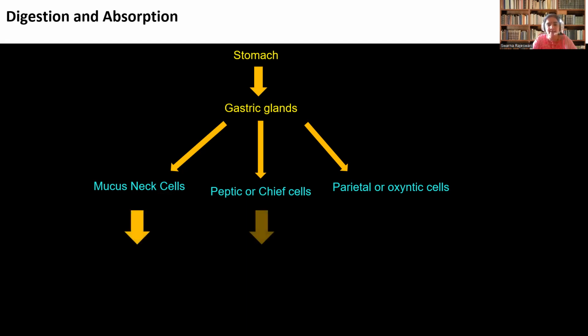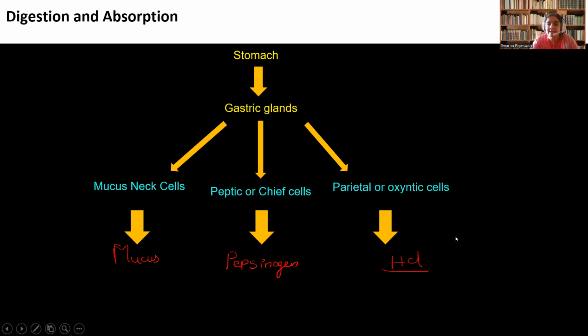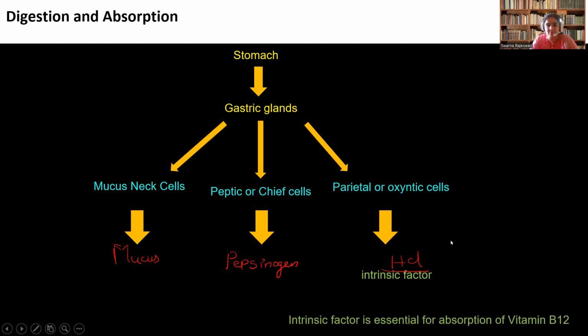Now let us see what they produce. The neck cells, or mucus cells, produce mucus. Coming to the peptic or chief cells, they produce pepsinogen. And the parietal or oxyntic cells produce HCl. Along with HCl, they also produce an intrinsic factor, which is mainly necessary for the absorption of vitamin B12.